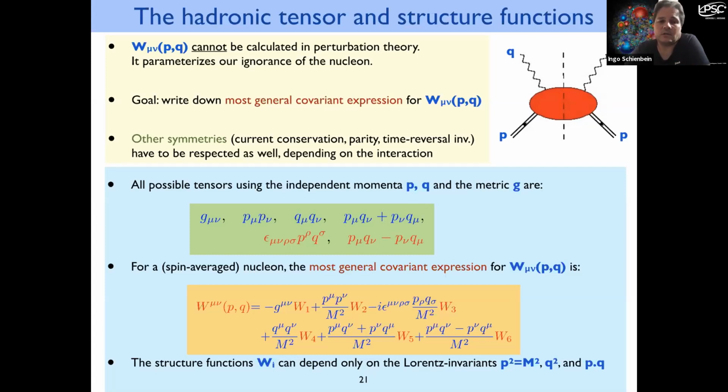And there are 6. Then you multiply each of these tensors with some structure function, W1, W2, W3, and so on, which still parameterizes our ignorance of everything. So we have just taken the Lorentz structure out of the problem. And the structure functions, W_i, can only depend on Lorentz invariants, so on P squared, Q squared, and P·q.